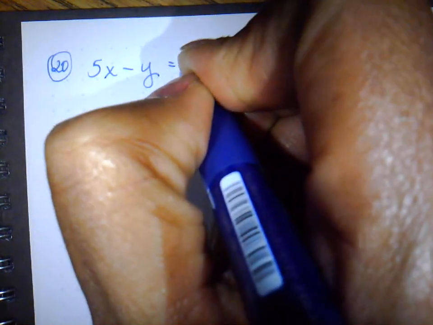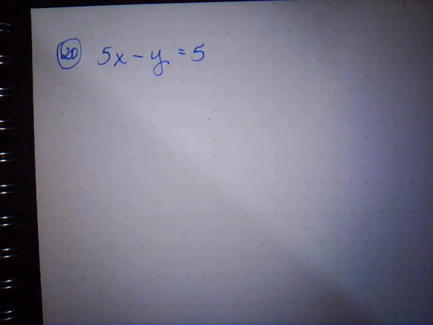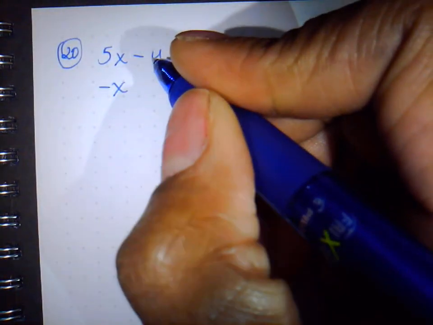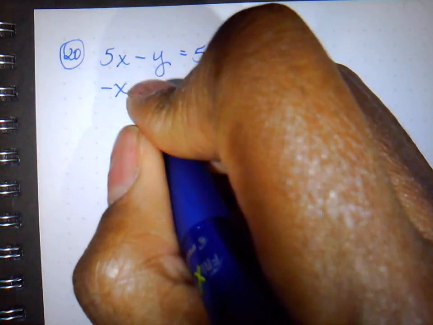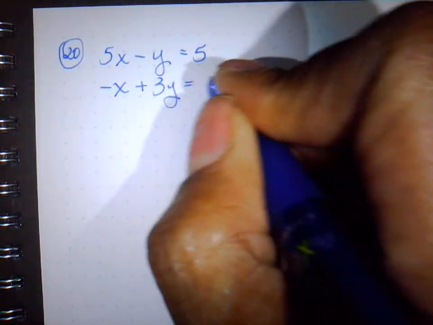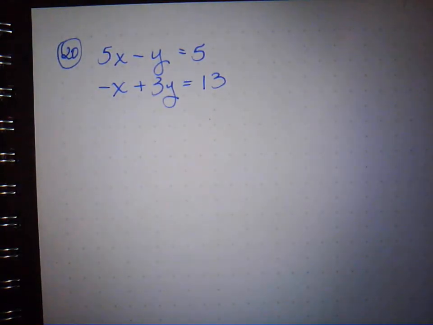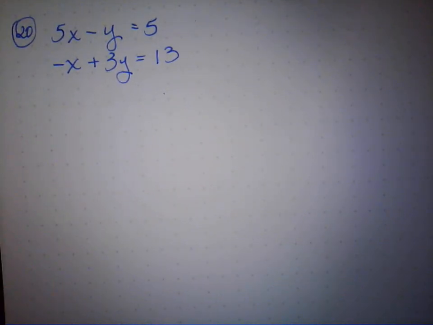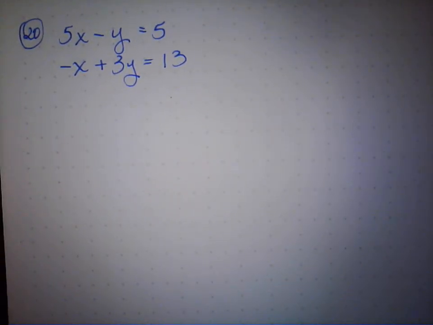So number 20, we have 5x minus y equals 5. And then we have negative x plus 3y equals 13. I'm going to change it up this time. I'm going to take the second equation.